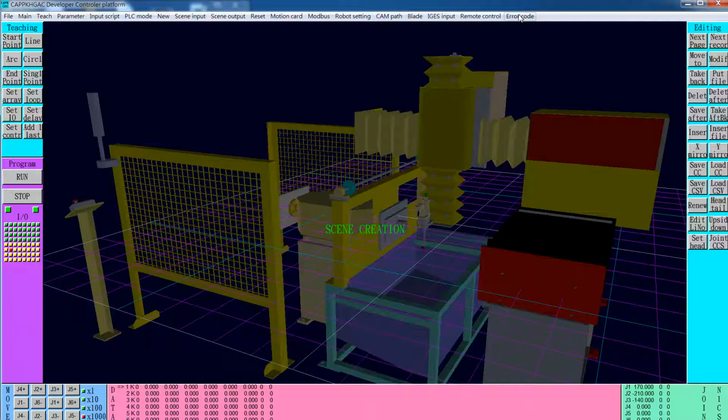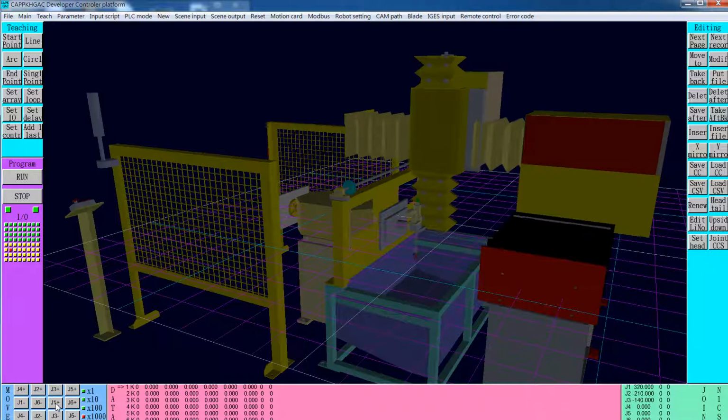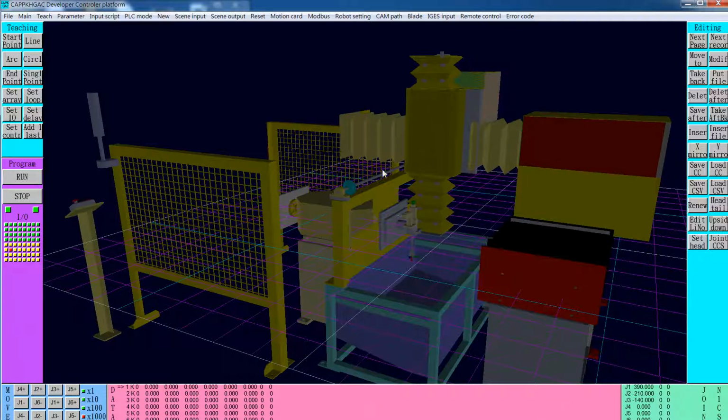Scene creation. You can see a machine in the center of the screen. There are 6 axes, J1 to J6, which represent the x-axis, y-axis, and z-axis, and the ABC axes. As the J1 x-axis moves on top of the foundation, the y and the z will follow.